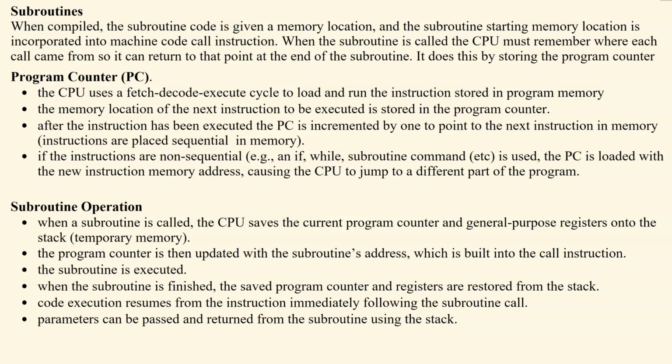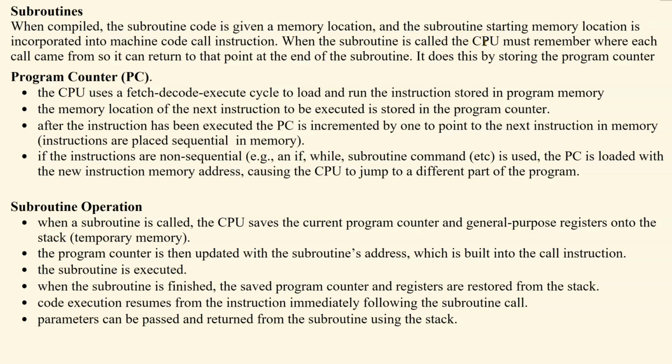Now, to understand subroutines. Subroutines are sections of code that are grouped into a packet called a subroutine. And this is called from the main program. So when compiled, the subroutine code is given a memory location, and the subroutine starting memory location is placed into the machine code call instruction. So when the subroutine is called by the CPU, it knows the starting address of the subroutine.